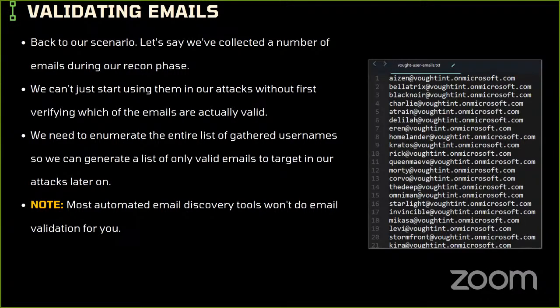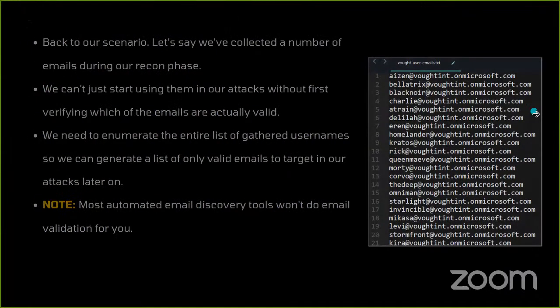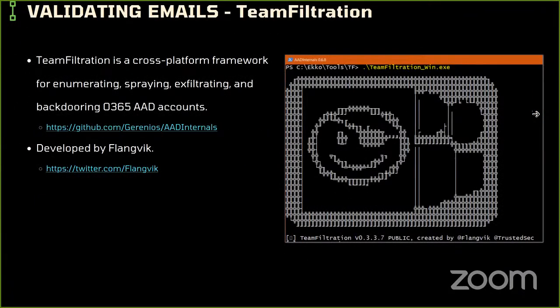What we're going to do next is try to validate whether the emails we collected during our OSINT, during our recon, are legitimate, so we can have a valid target list to go through. Some tools do the validation for you, but most of the time these tools won't. It's up to you to go through the extra steps. So in our scenario, we've collected these 21 emails, but not all of them are valid. Let's see how we can validate them, which brings us to our first demo.